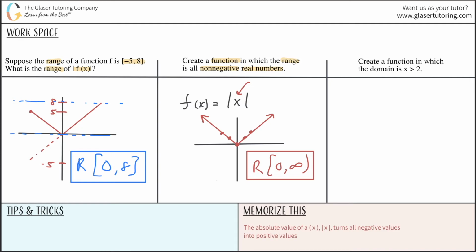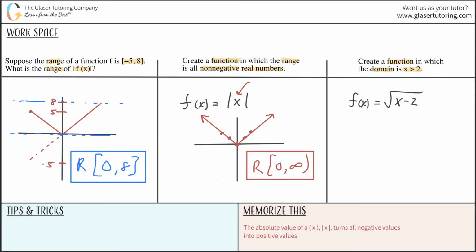And last but not least, let's take a look at the last question here. It says create a function in which the domain is x greater than 2. So you might say x has to be greater than 2. Maybe something like a radical function we could use, right? So pretend we started off with this. So we had a radical of x minus 2.